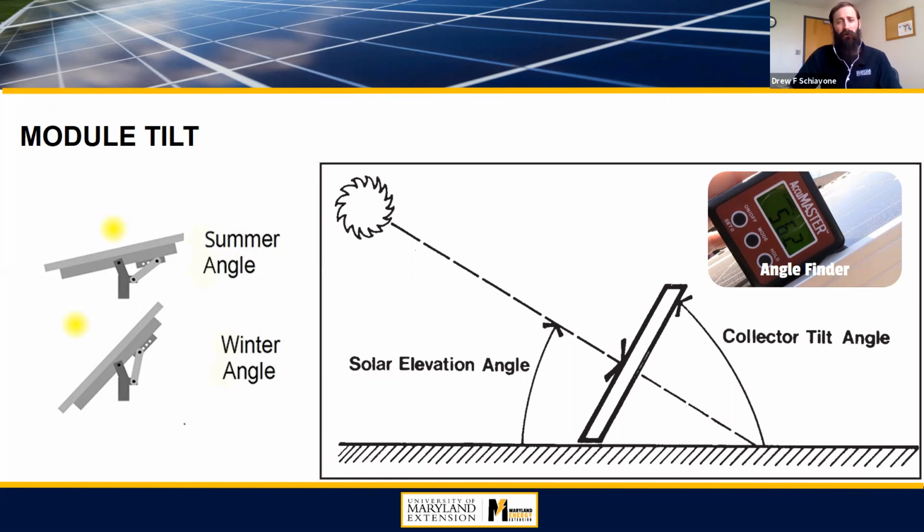Like I mentioned earlier, if you lay the panel flat on the ground, it's going to be pointed straight up, and it's not going to be as efficient. What's best is if it's directed directly perpendicular, at a right angle, to the sunlight. And so that's typically what you want to have.